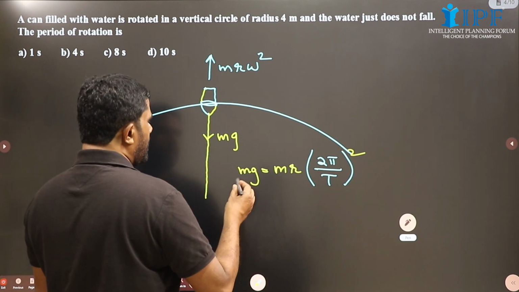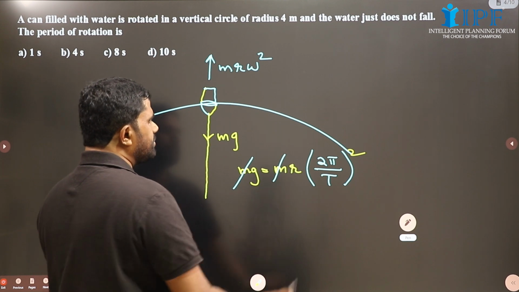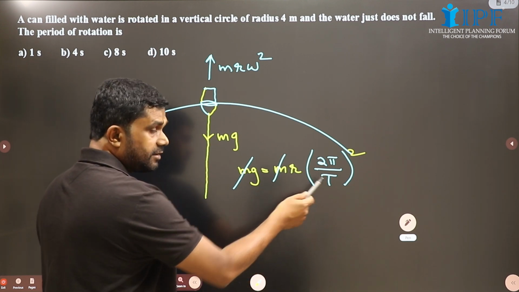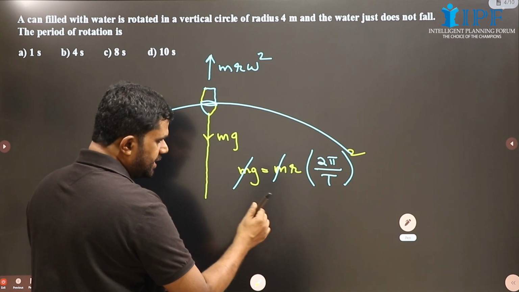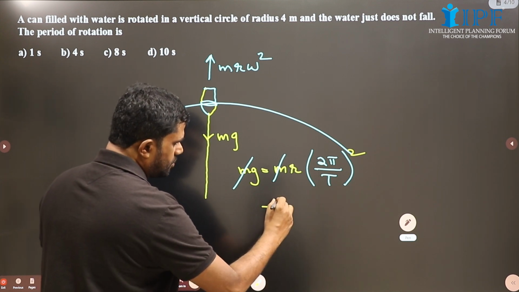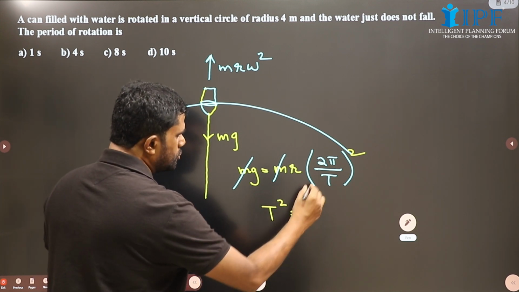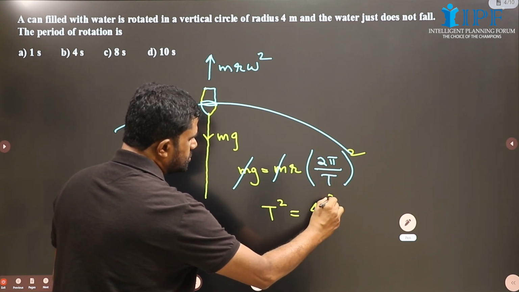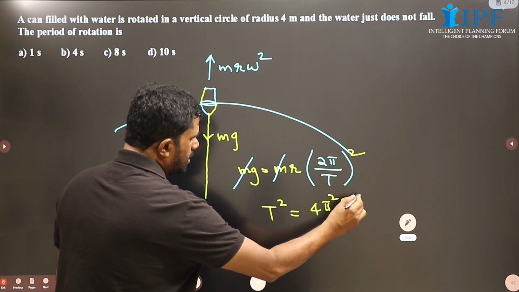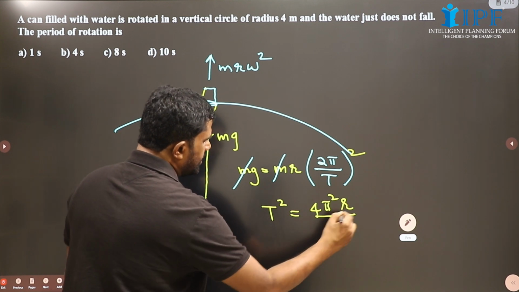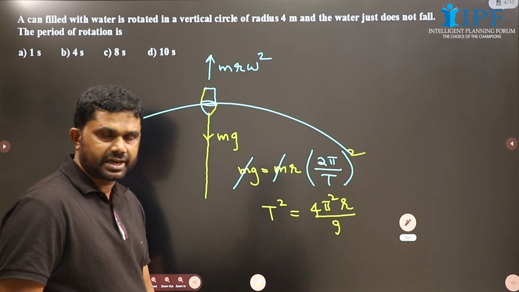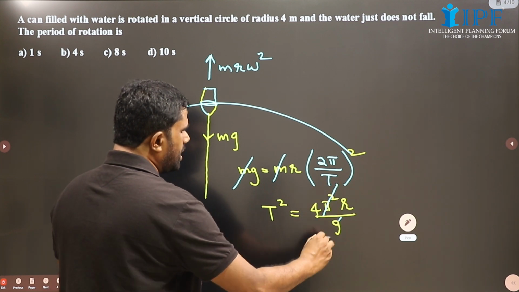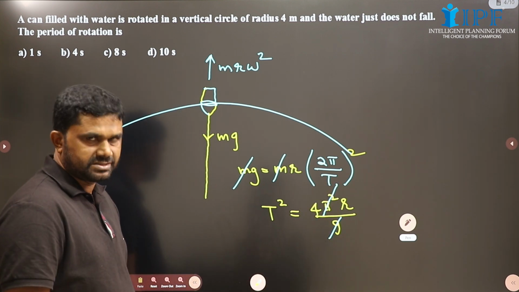Now see, here we have m, and this m can be cancelled. In the denominator we will have T square, that you can take to the left, so it becomes T square. This is equal to, on the right side we have 2 pi whole square, means it is 4 pi square. Then r. And this g can be taken to the right side, then comes in the denominator. Now this pi square and g are nearly equal, so they can be cancelled.